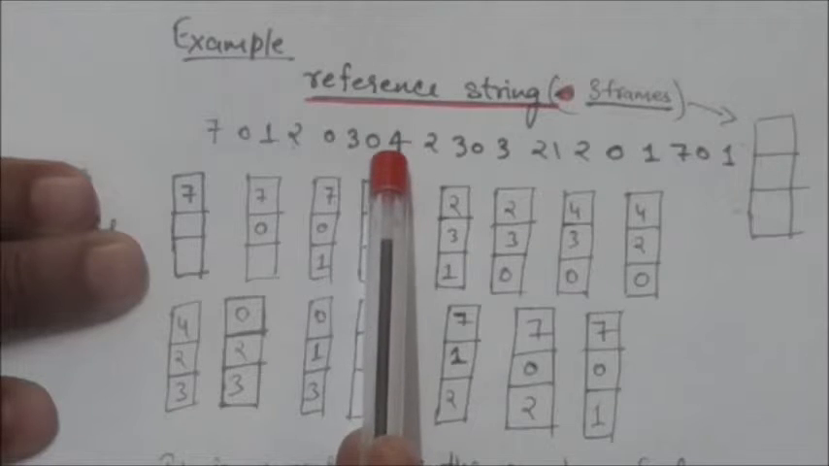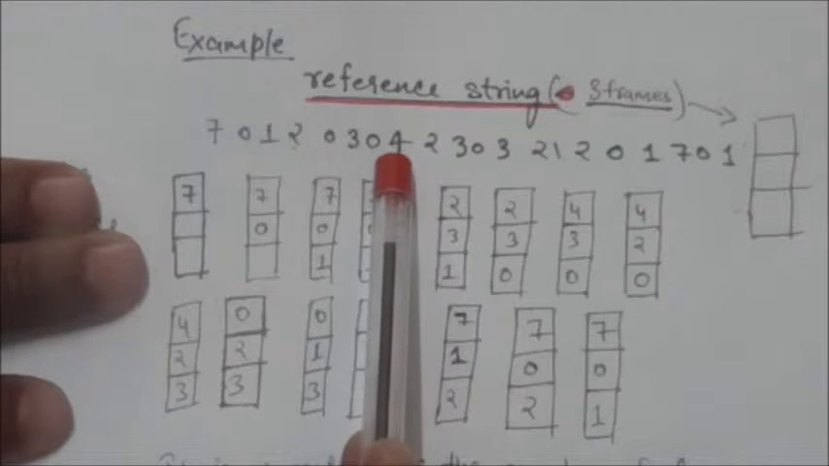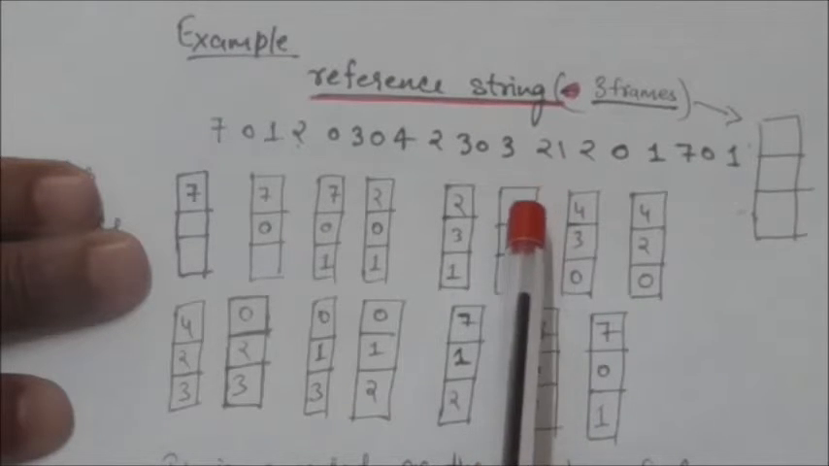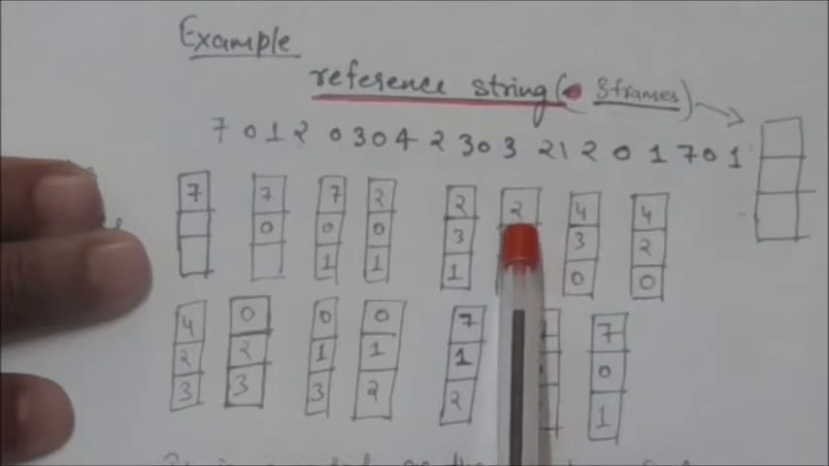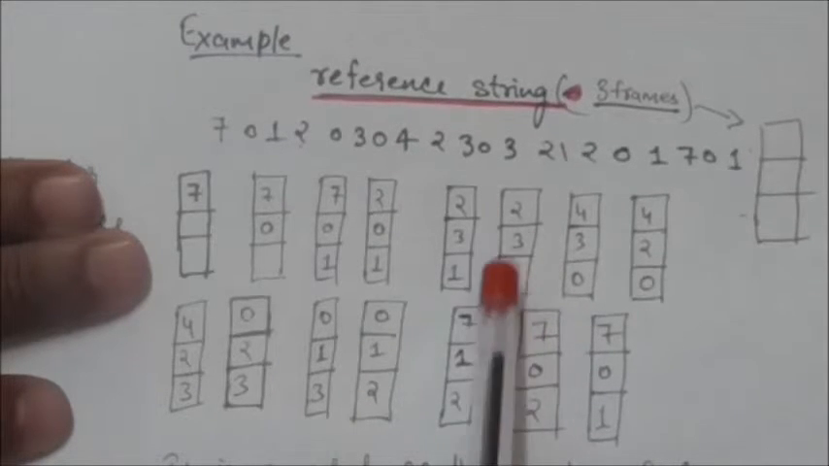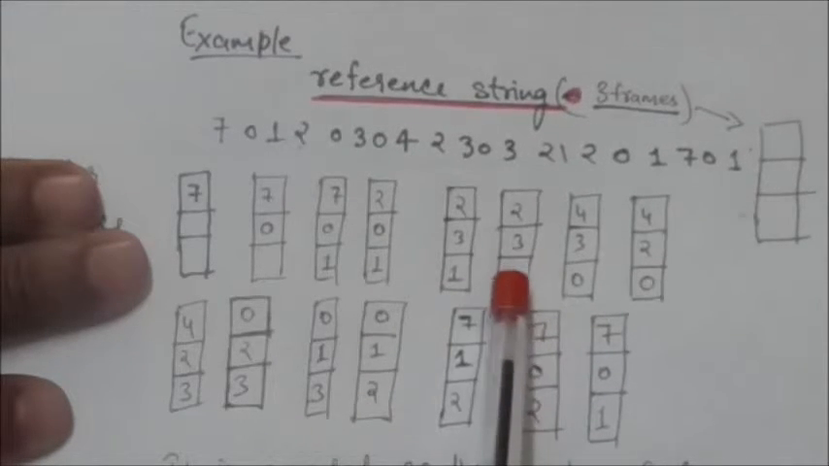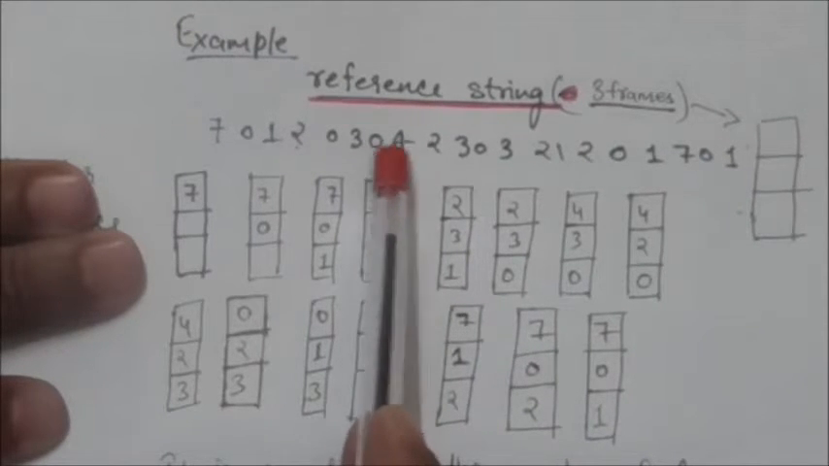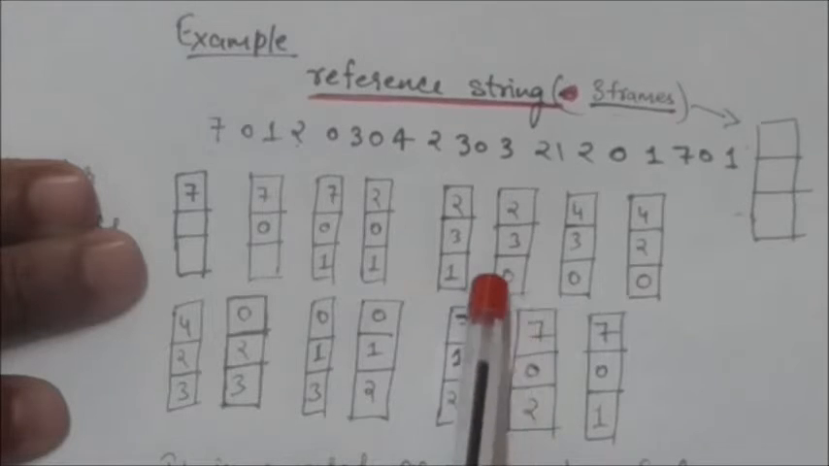Now the next reference is to page number 4, right? So here now in main memory we have page number 2, page number 3, page number 0. We don't have page number 4. So again there will be a page fault, because the page which is referred is not in main memory, right?